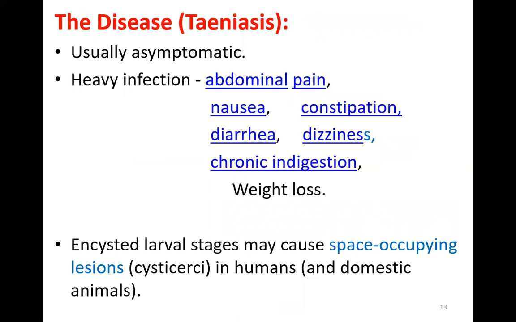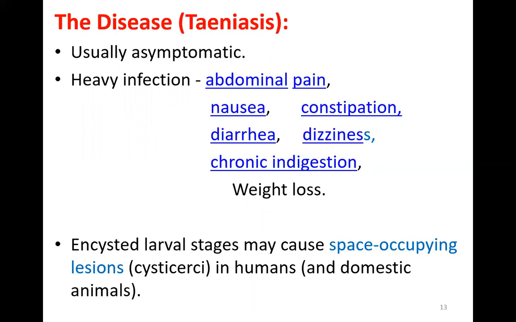About the disease produced by Taenia saginata, it is called teniasis. The patients are usually asymptomatic, but when there is heavy infection, there may be abdominal pain, nausea, constipation, diarrhea, dizziness, chronic indigestion, and with all these symptoms, the result is weight loss of the patient.